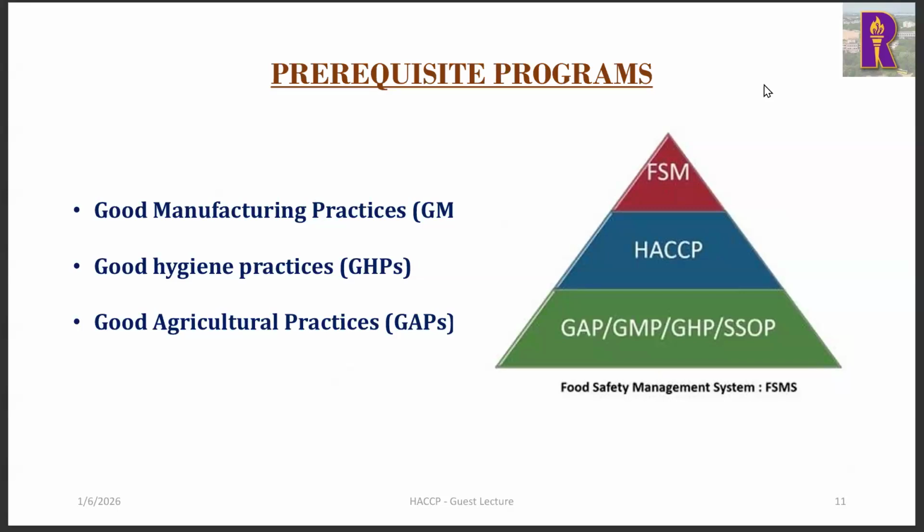So SSOP is nothing but sanitation standard operation procedure. So this is also similar to the hygiene practices. So this forms the baseline for any food safety management system, that is FSMS. So the next step is your HACCP and finally goes on to your food safety management system. So all these together form a wonderful pyramid, which must be rectified under the base level itself, that is the GMP, GHP, GAP. So I'll give a simple flowchart of GMP.